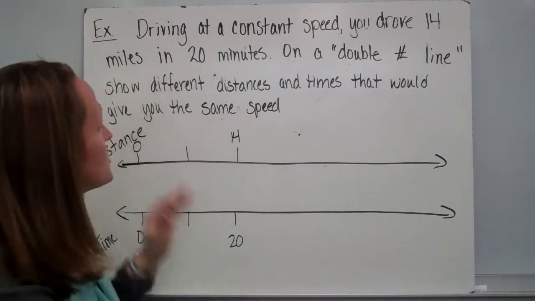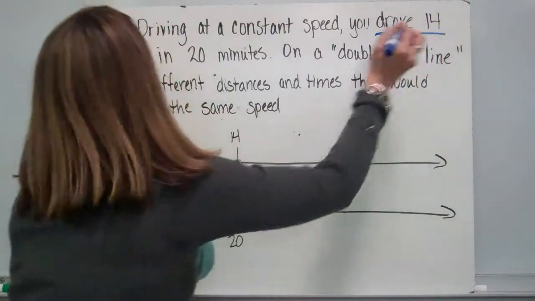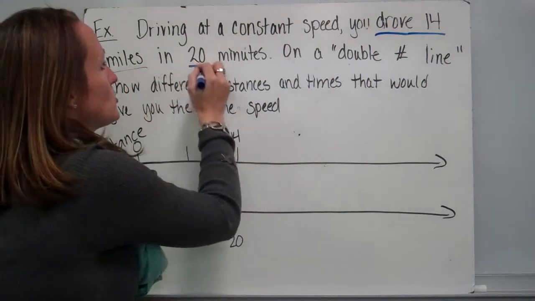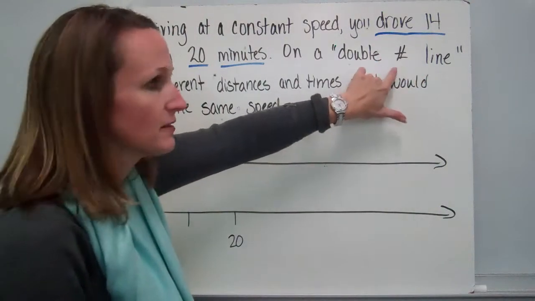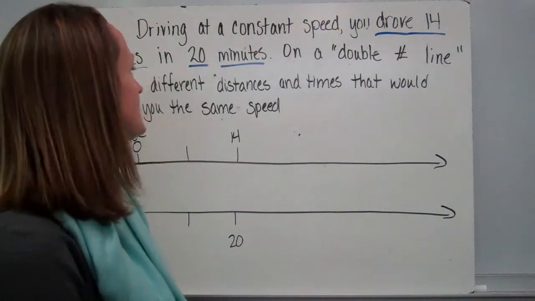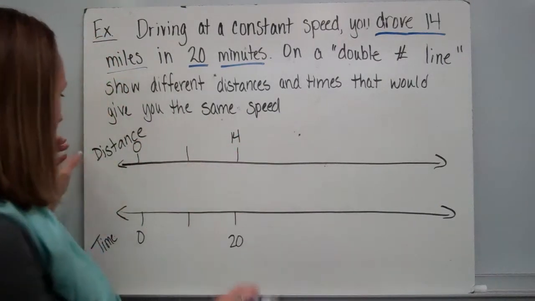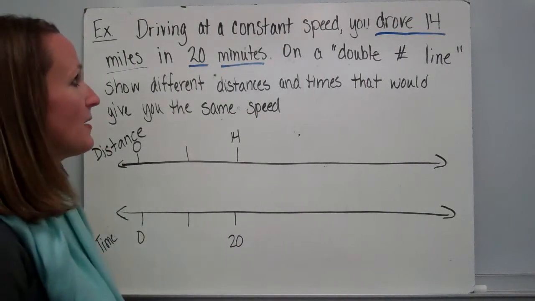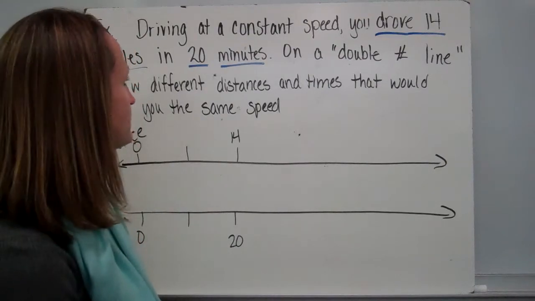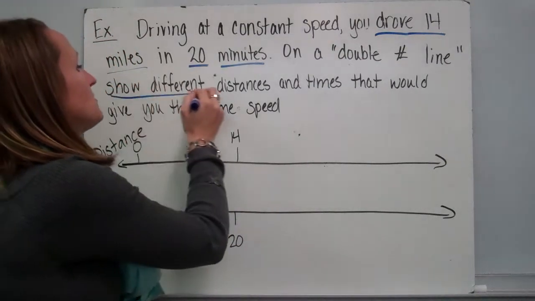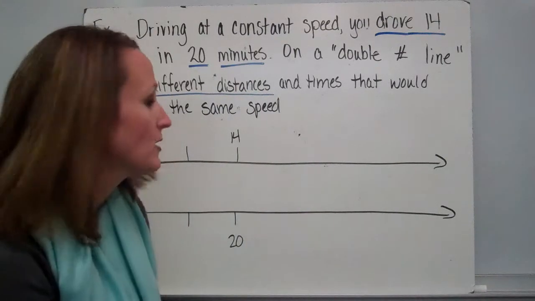Okay, so let's look at one more example, a word problem. Driving at a constant speed, you drove 14 miles in 20 minutes. On a double number line, it's not a hashtag here, it's a number sign, show different distances and times that would give you the same speed. So if we drove 14 miles, and I've labeled the top line distance and the bottom line time, 14 miles in 20 minutes, we want to just show different distances. We're not having to solve a whole lot here.